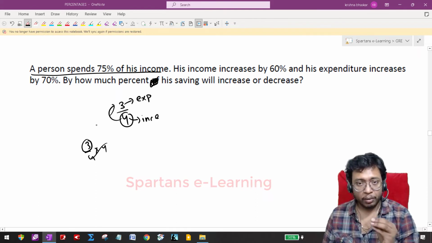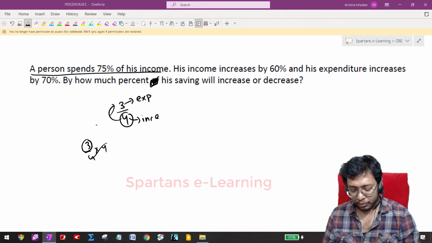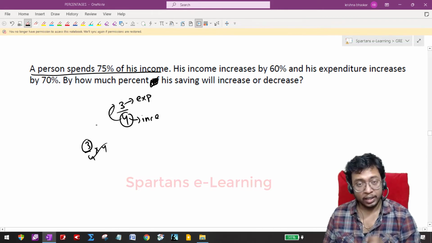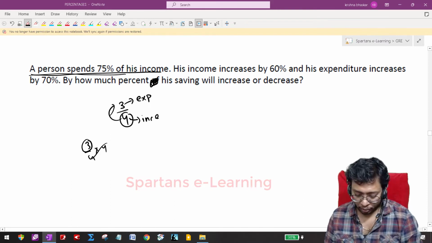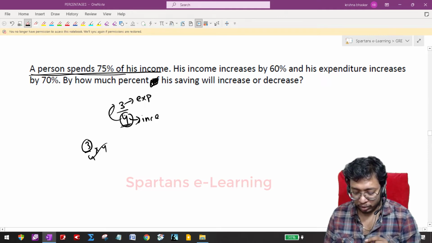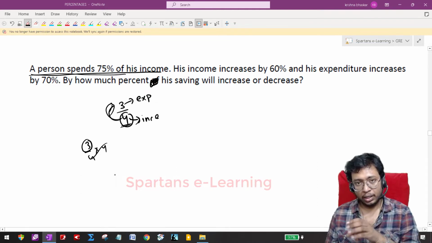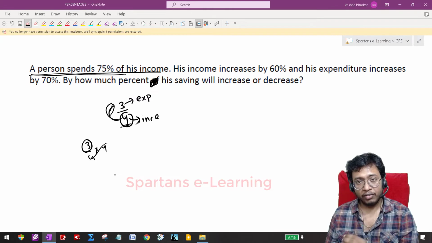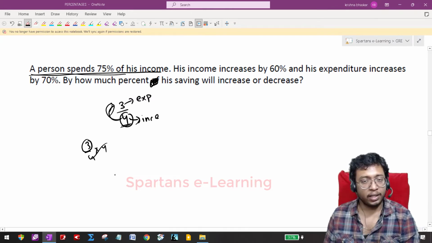Now 75% of income is 3 by 4. 75% means 3 by 4. So the base value 4, I assume as my income, because a person spends 75% of his income, and 75% of my base value will be 3. 75% is 3 by 4. Again, 3 by 4 can be decoded as: base value will be 4, and 75% of the base value will be your numerator itself. I will explain in detail this concept again in coming questions.